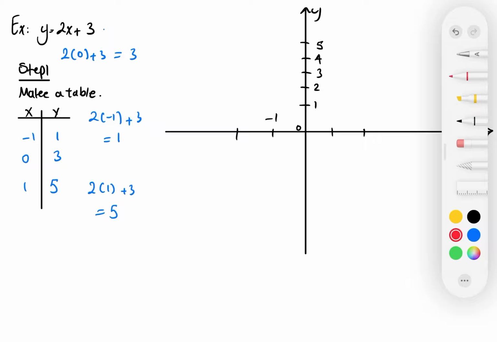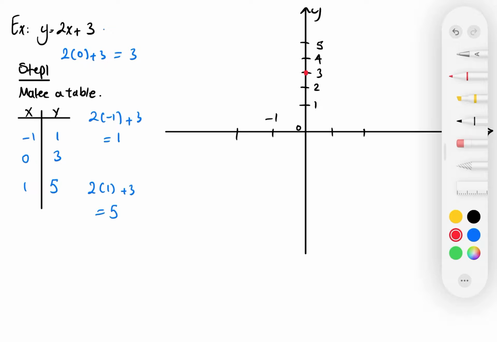The first point is 0 and 3, which is right here, my y-intercept. I have -1 and 1, which is right around here. Then I have 1 and 5, which can be connected right around here. So this is 1 and 5. This is -1 and 1. And that is my y-intercept, 0 and 3.